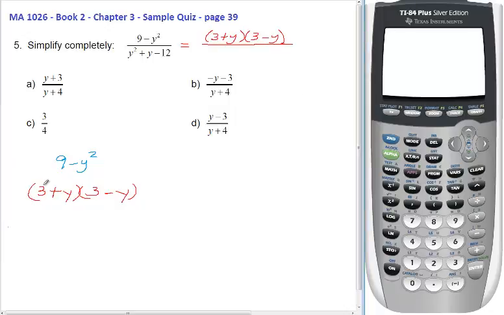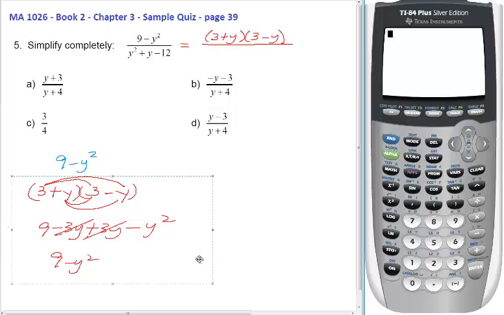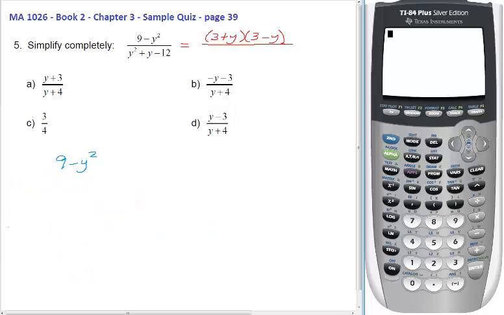Like I could multiply this now. 3 times 3 is 9. 3 times minus y is minus 3y. y times 3 is plus 3y. And y times negative y is minus y squared. The middle terms will cancel. So you can check any factoring like that. So the factors for 9 minus y squared are 3 plus y and 3 minus y.